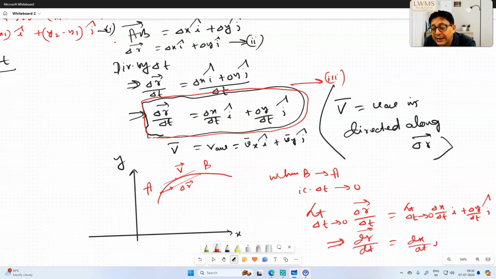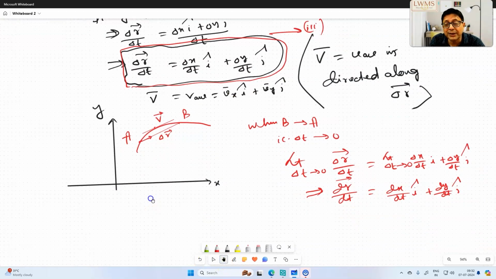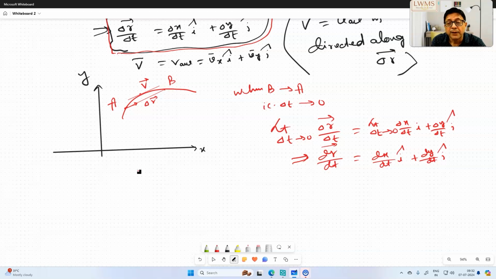dx by dt i cap. I need not put an arrow on x, and this will be dy by dt into j cap. Clear? So dr by dt, that is velocity, is going to be dx by dt i cap plus dy by dt j cap, and instantaneous velocity also you can write in this form, that is v. Instantaneous velocity at A, at any arbitrary point we have defined, is Vx i cap plus Vy j cap.